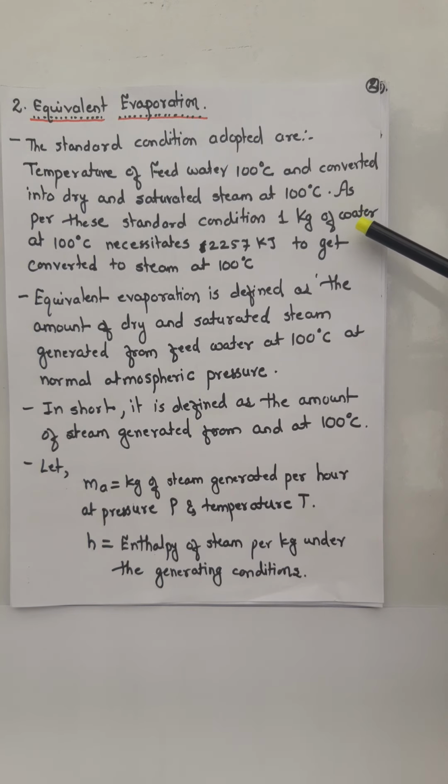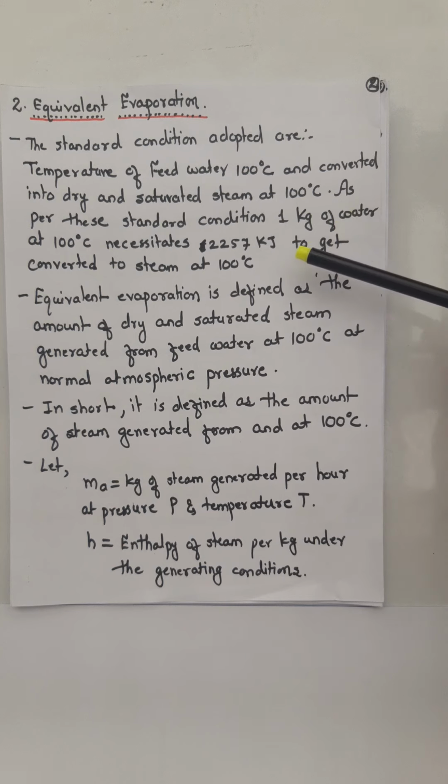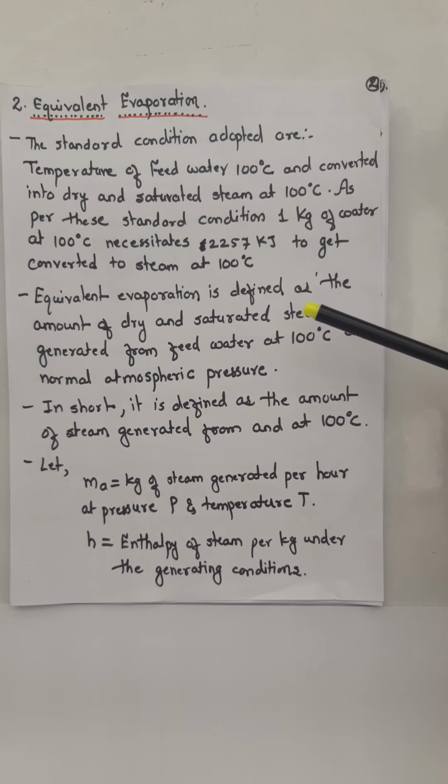And as per these standard conditions, 1 kg of water at 100 degrees centigrade necessitates 2257 kilojoule to get converted to steam at 100 degree centigrade. In other words, I can say that the feed water is taken at 100 degrees centigrade and working pressure is at 1.01325 bar, and at this state the water evaporates at 100 degrees centigrade and requires 2257 kilojoule per kg of latent heat to convert it into steam at 100 degrees centigrade.